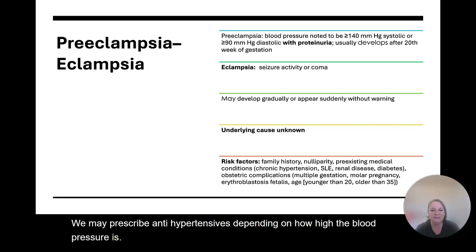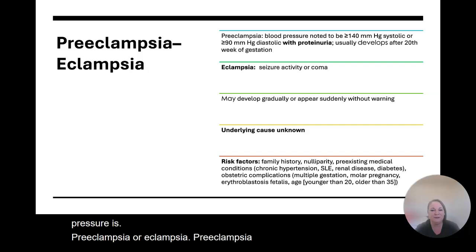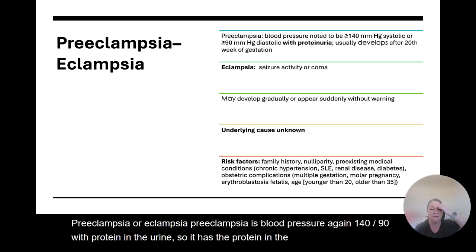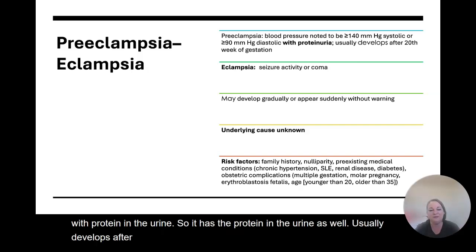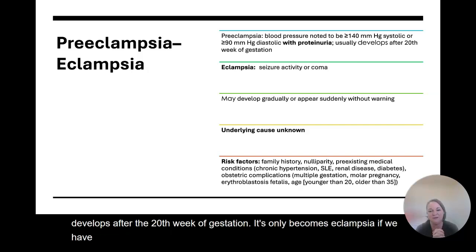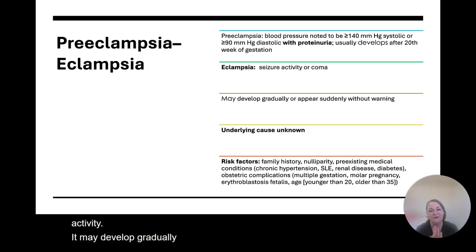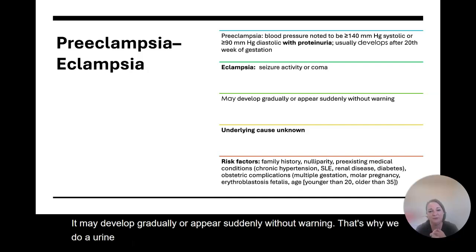Preeclampsia or eclampsia. Preeclampsia is blood pressure, again, 140 over 90 with protein in the urine. So it has the protein in the urine as well. Usually develops after the 20th week of gestation. It only becomes eclampsia if we have seizure activity or coma along with it. Okay, so eclampsia is seizure activity. It may develop gradually or appear suddenly without warning. That's why we do a urine dip for protein every prenatal visit, every time. The underlying cause is unknown for this.